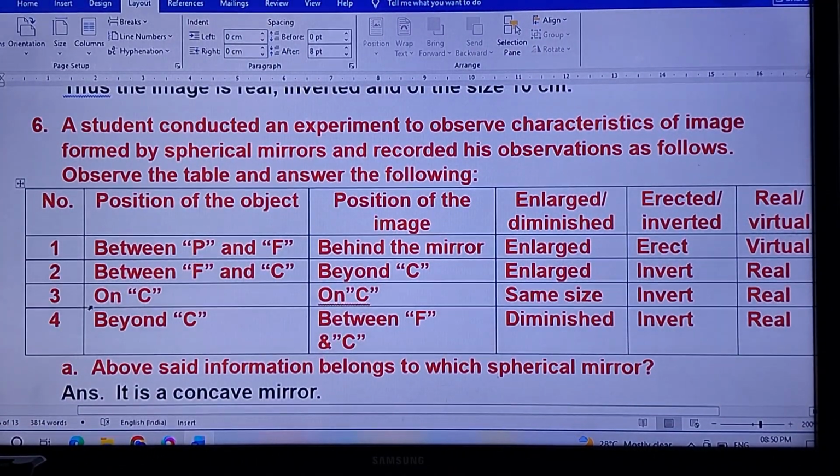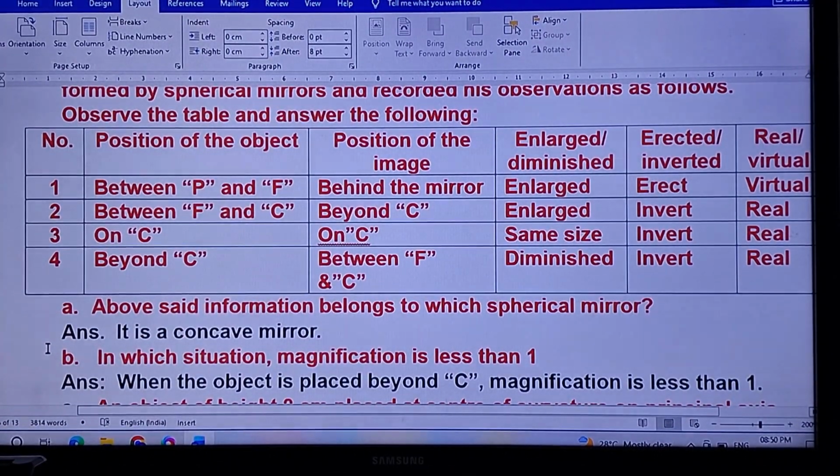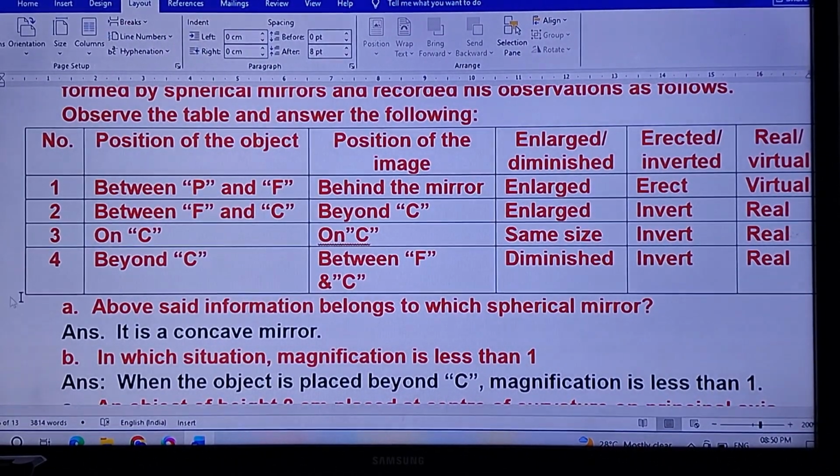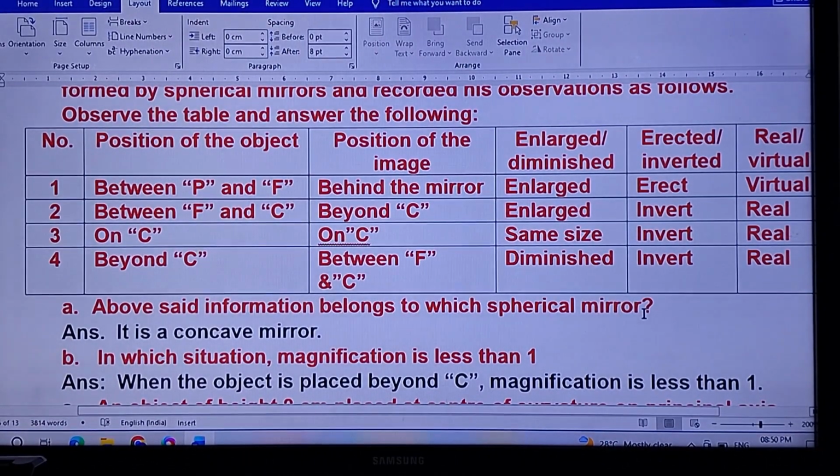This totally is the question, children. Different questions are given below. Basing on this table, we have to answer. The above said information belongs to which spherical mirror? These observations all belong to which spherical mirror? It is a concave mirror.